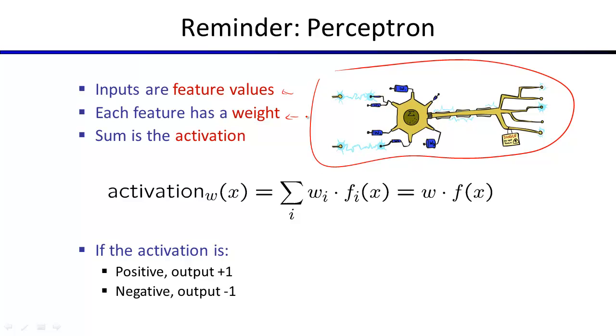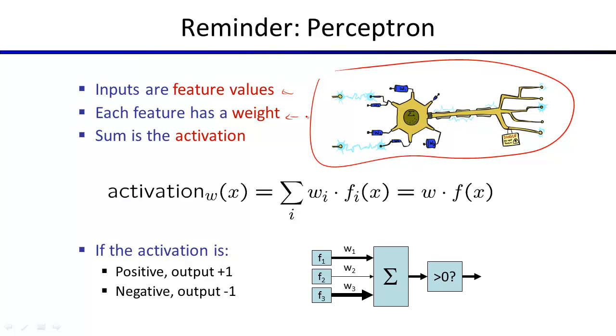We have two possible outputs, positive one, negative one. And this is the more computational picture where we have features 1, 2, 3, each has their own weight, 1, 2, 3. They get multiplied, summed together, and you have some output that's being thresholded as positive 1 or negative 1.